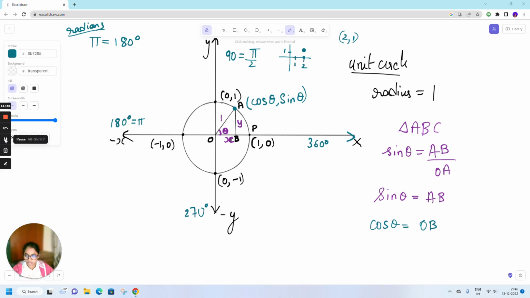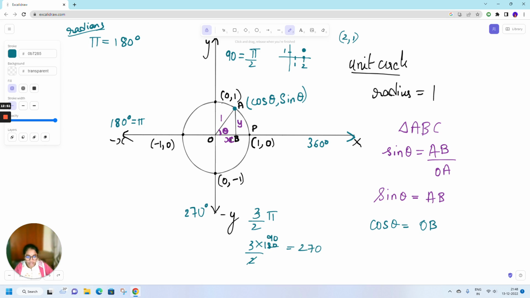If we convert 270 into radians, we would get 3 by 2 into pi. What if I substitute 180 in place of pi? I would get 3 by 2 into 180. Half of 180 is 90, and 3 times 90 is 270, so we get back 270. So we can write 270 as 3 by 2 pi.